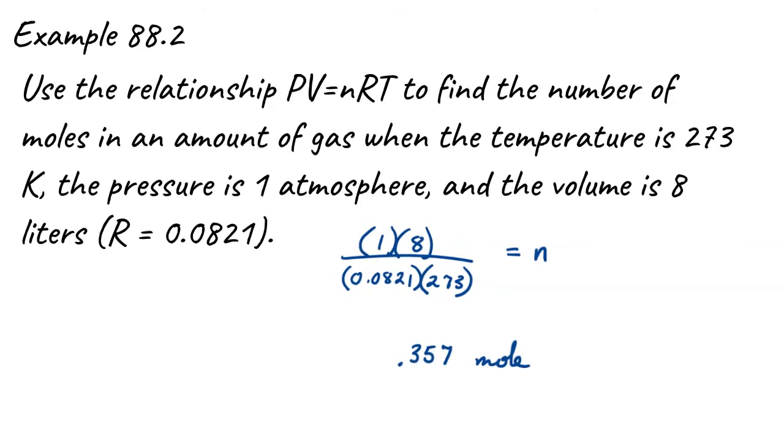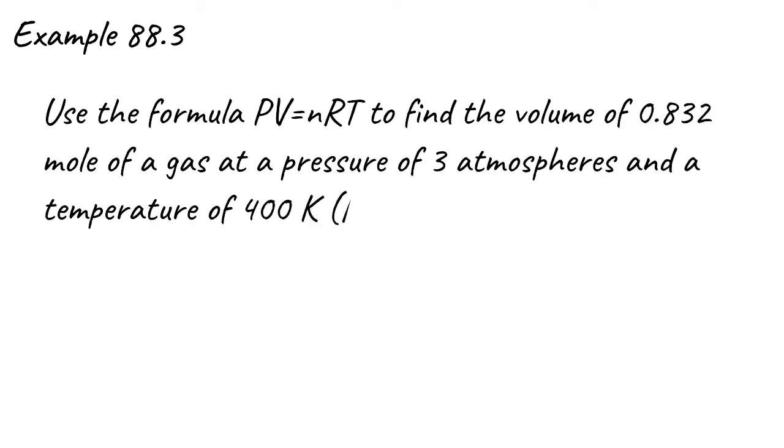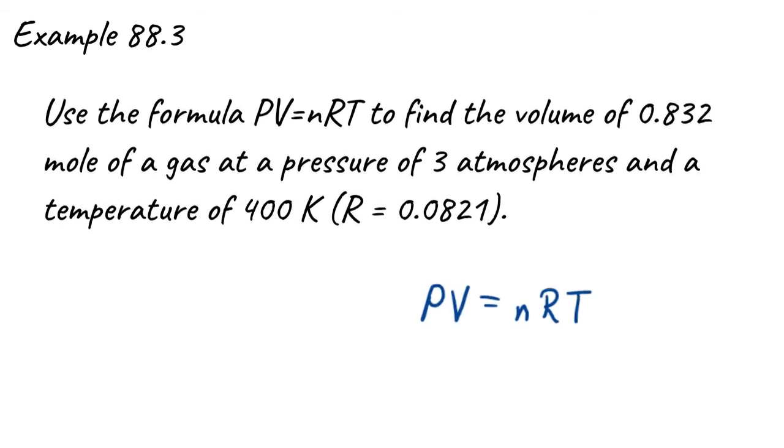In example 88.3, we're going to use this formula to find the volume of a certain amount of gas at a pressure of 3 atmospheres. So we start with our original formula. We divide everything by P. That allows us to solve just for the volume. So V equals. Now all we have to do is move on to dropping in our values.